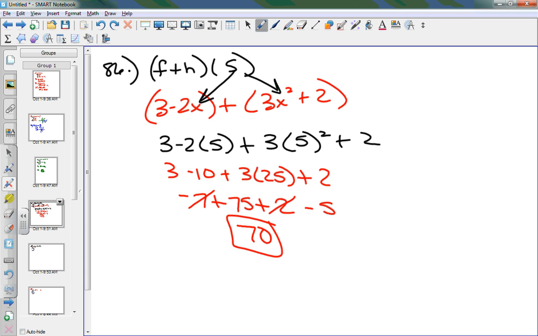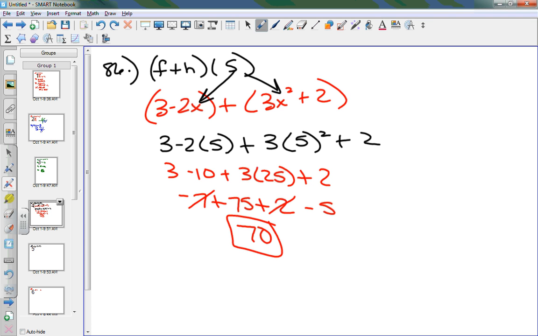Could you combine like terms first and then plug in? Absolutely. You could have done either. Do we understand how to do 86? That's your final answer? On the quiz you will. I'll show you that in a minute. What's 92? We're not there yet.